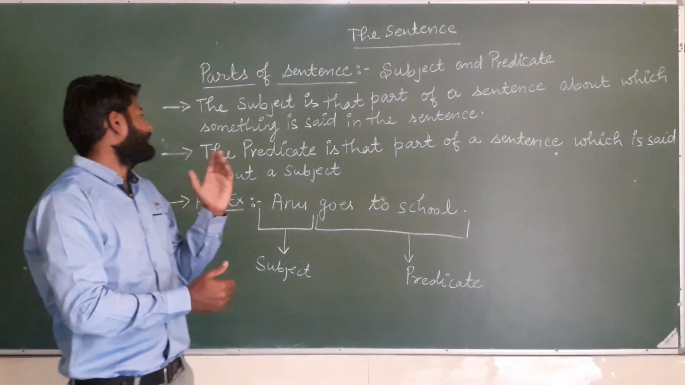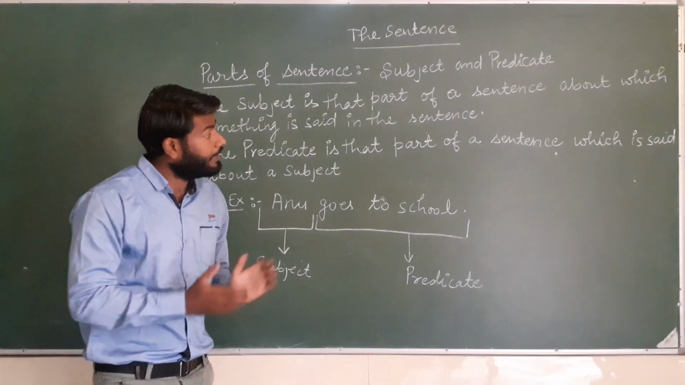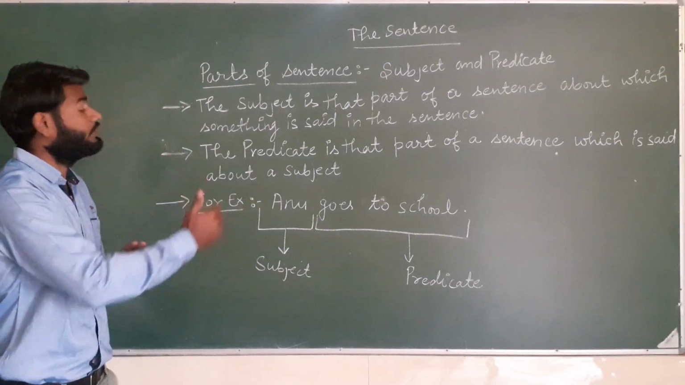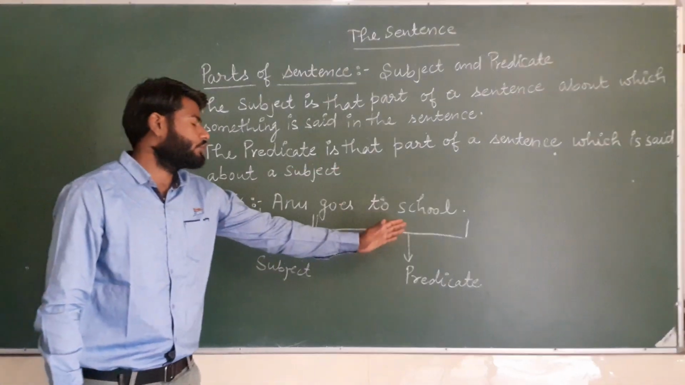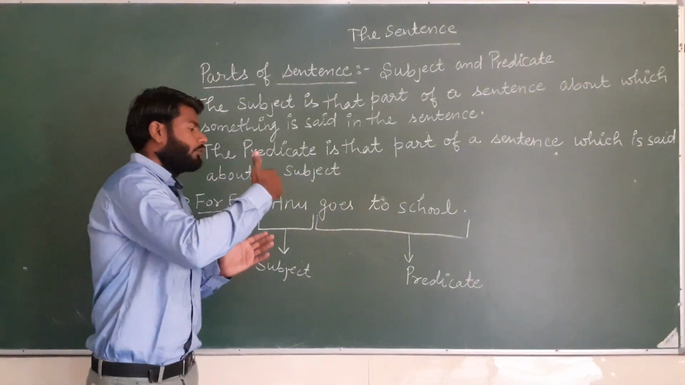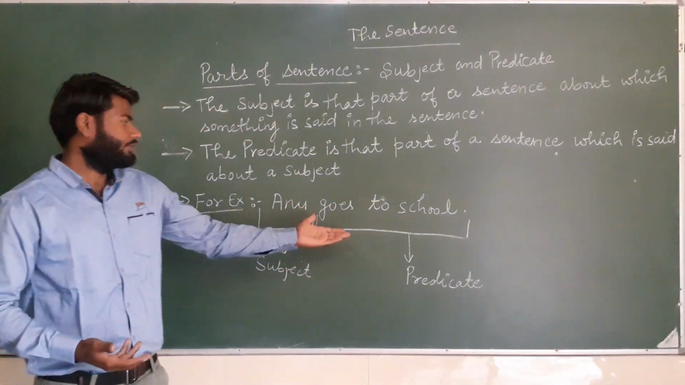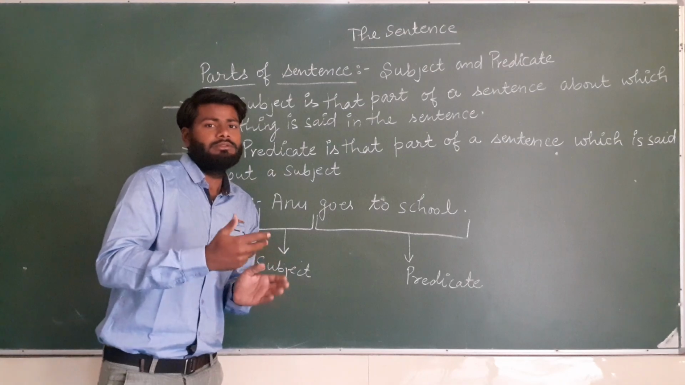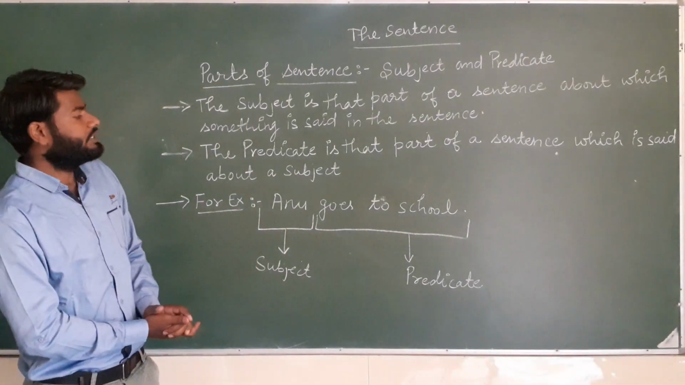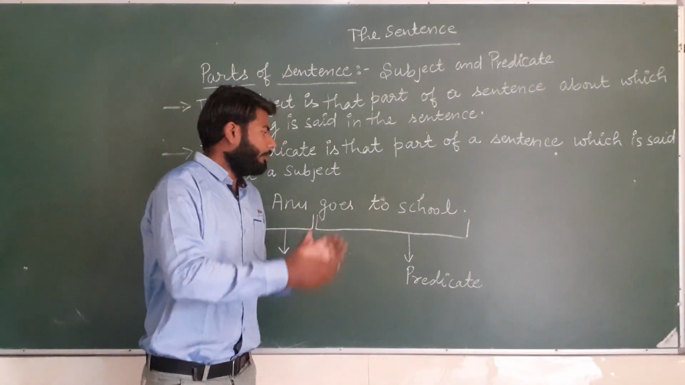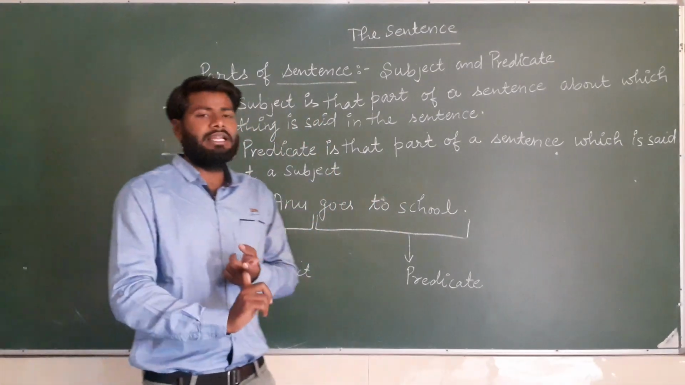Second point, predicate. We study the definition. The predicate is that part of the sentence which is said about the subject. Anu goes to school. Where does Anu go? The answer to this question is goes to school. In this sentence, goes to school is the predicate.